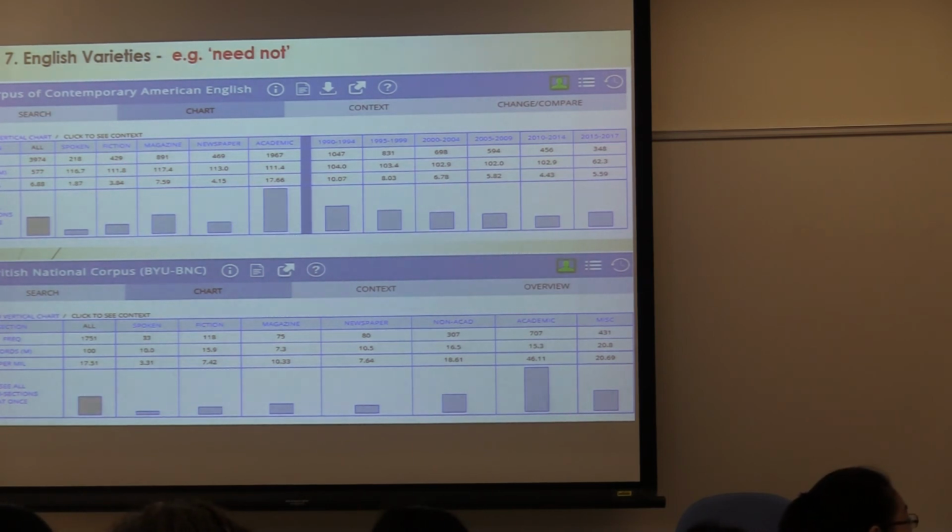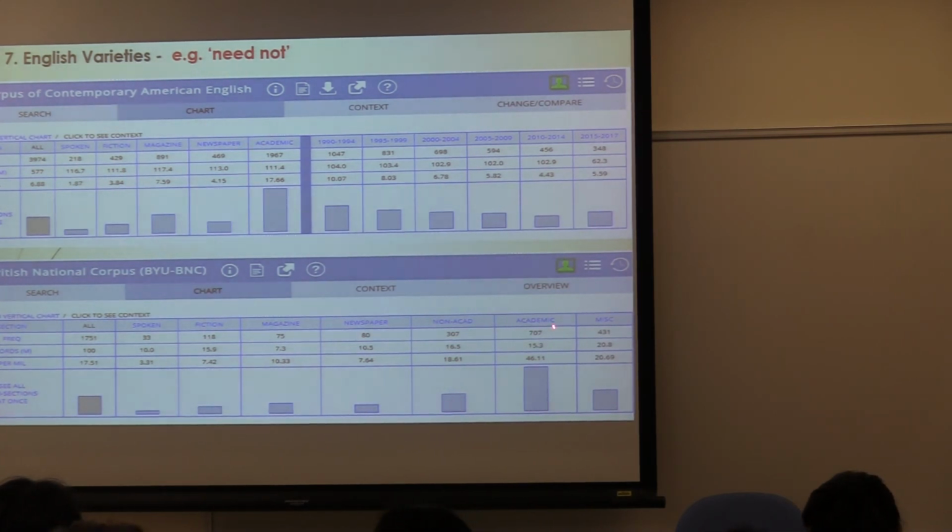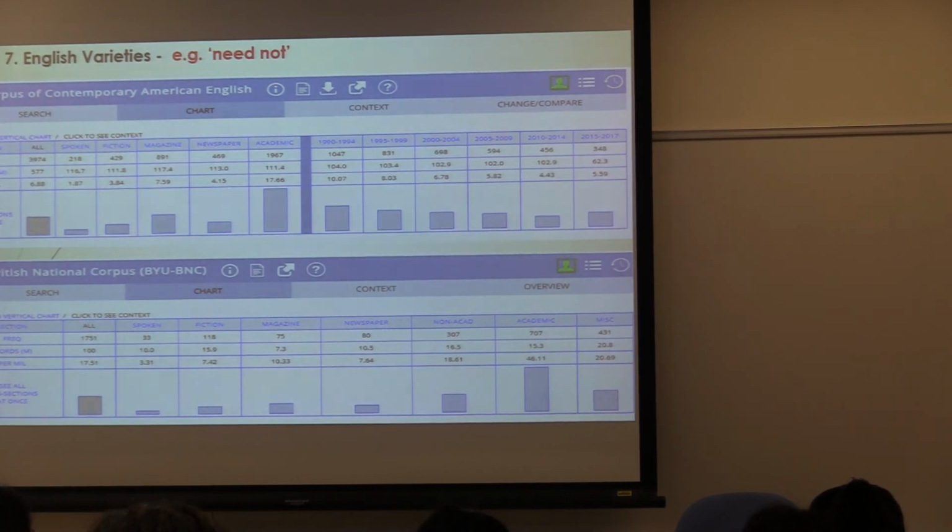Need not. British English, is it the same? Yes, also in academic English here. But if you compare the frequency per million words, American English, 17.66 per million. How about British English? 46 something per million.